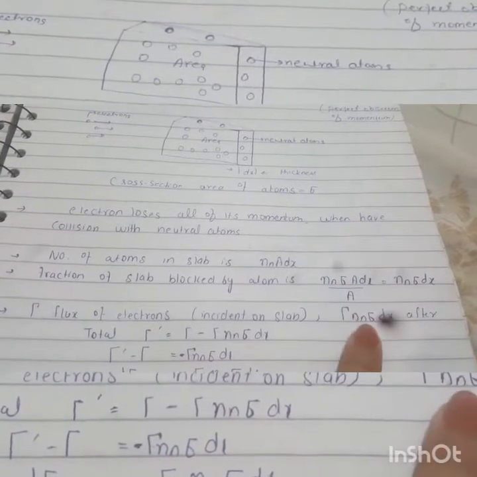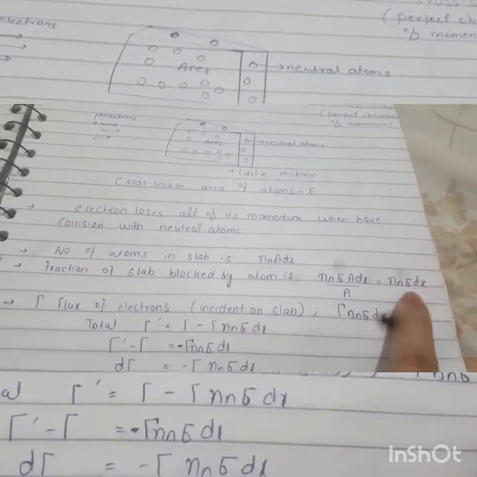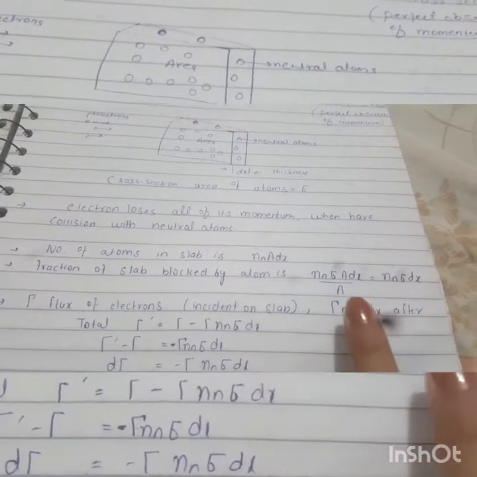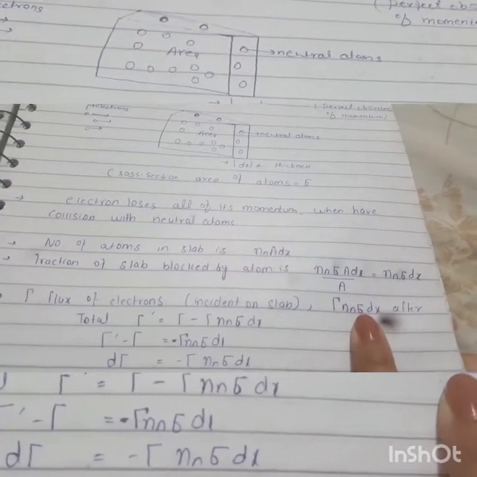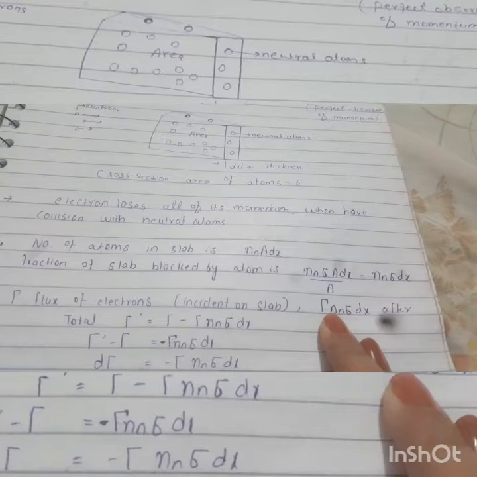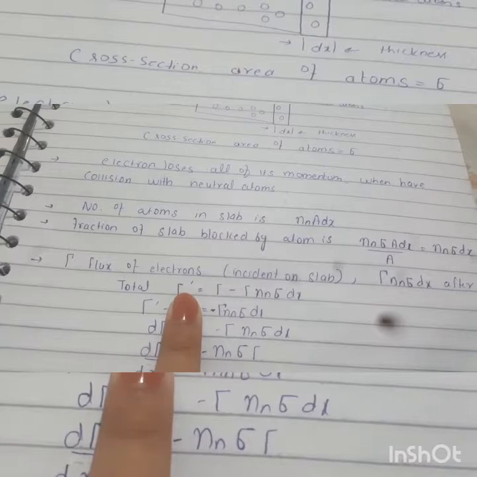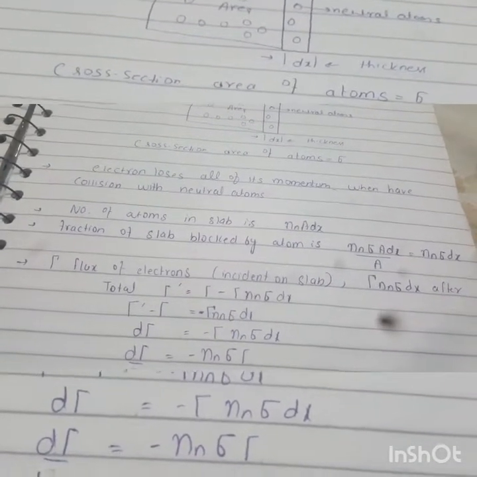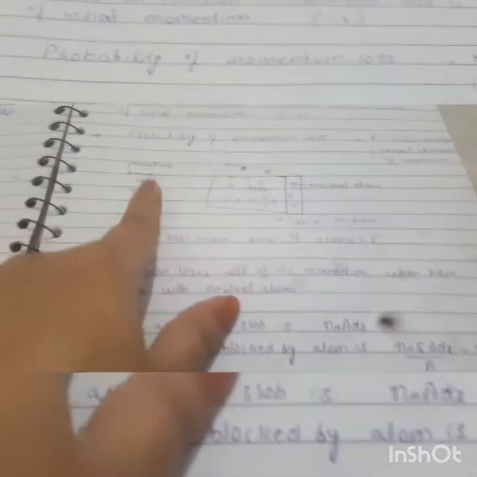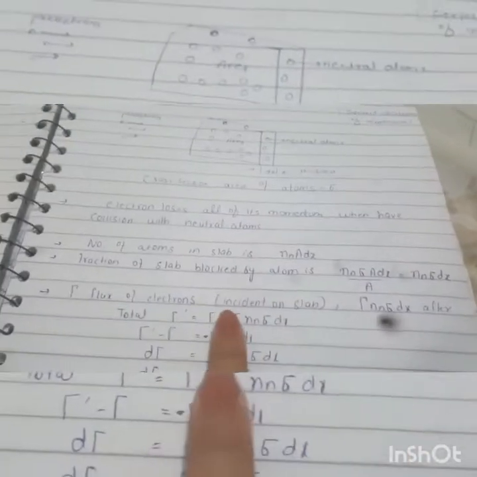What is this? This is nothing but fraction of slab blocked by atom that we already calculated here. So the product of flux of electrons multiplied with fraction of slab blocked by atom, we get the after flux by multiplying these two terms. How can we calculate now total flux? That can be calculated by this, subtracting entering electron flux from the after flux of them.